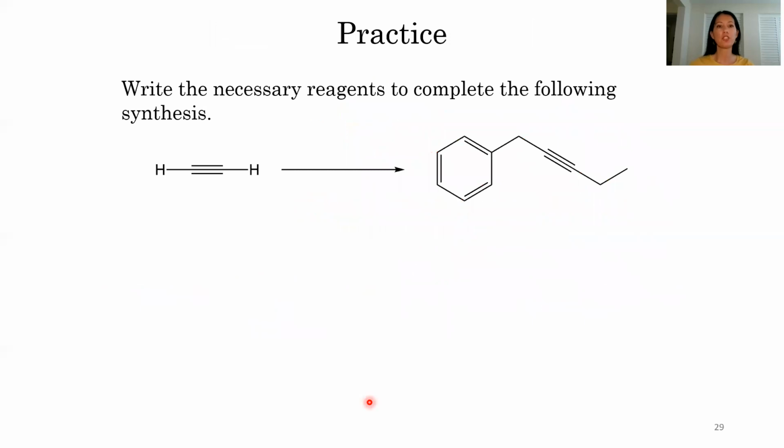Okay, let's practice. You guys are going to come up with the necessary reagents to complete this transformation, starting from here, ending up with this alkylated product. So pause the video, practice this on your own, and I'll go over the solution.